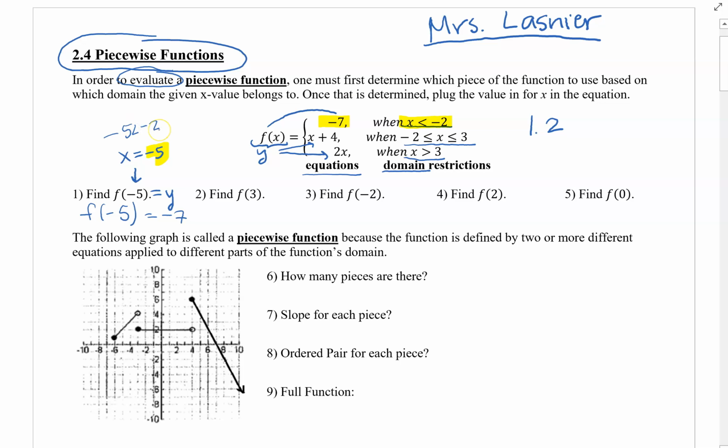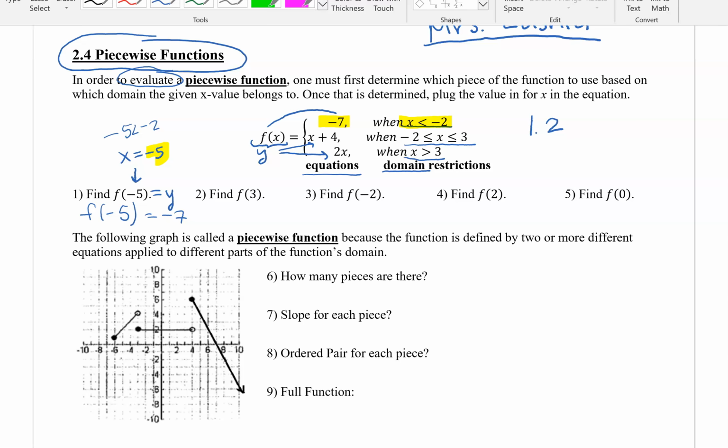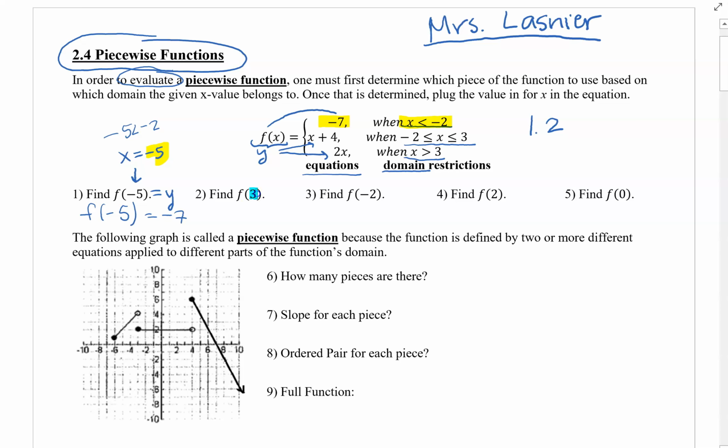Then for the second piece, we have an x value of 3, which would go along right here where it says x is less than or equal to 3. So that matches with this equation. When I'm trying to evaluate f of 3, I would plug in 3 for this x in here, because f of a number between -2 and 3 is evaluated by adding 4 to it. So 3 plus 4 is 7. So f of 3 equals 7.